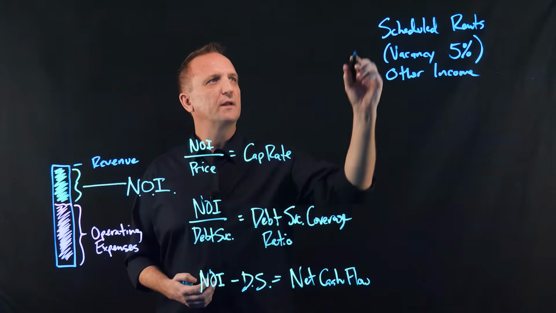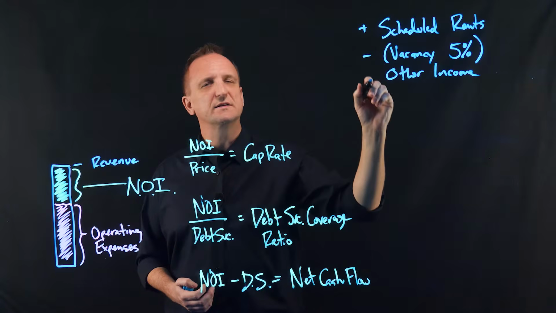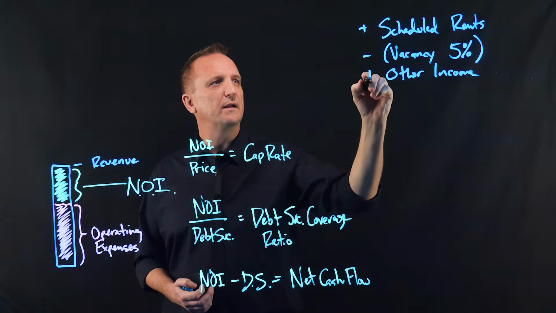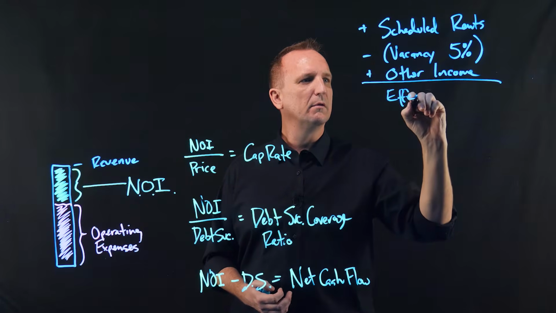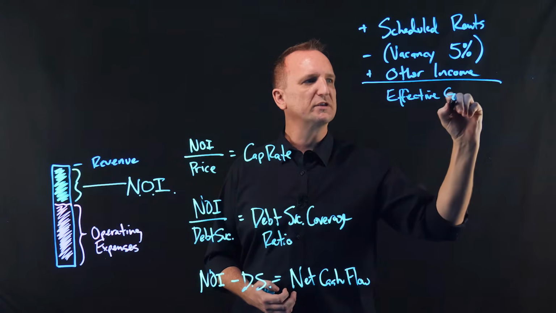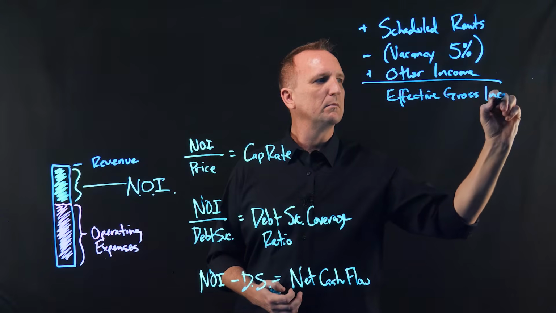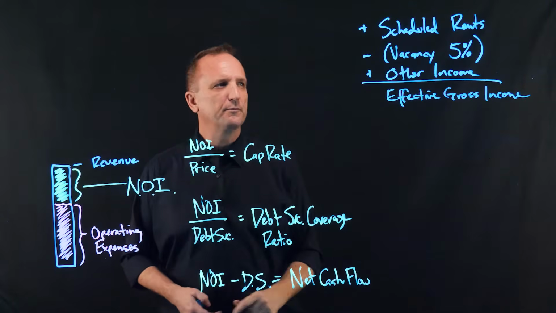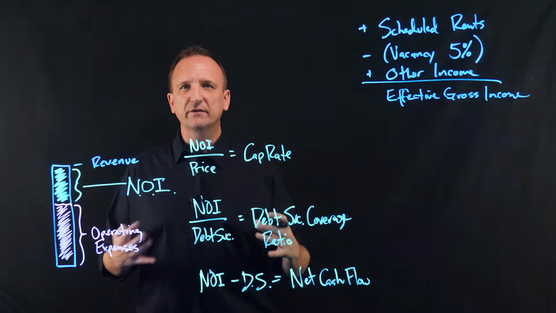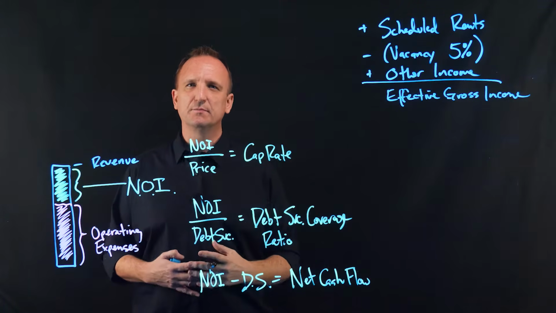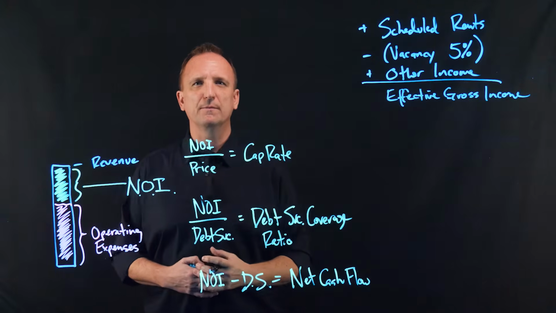And if we add these, obviously this is a negative, so we would subtract that and add that, we get our effective gross income. Effective gross income, or EGI, is basically our net revenue number.